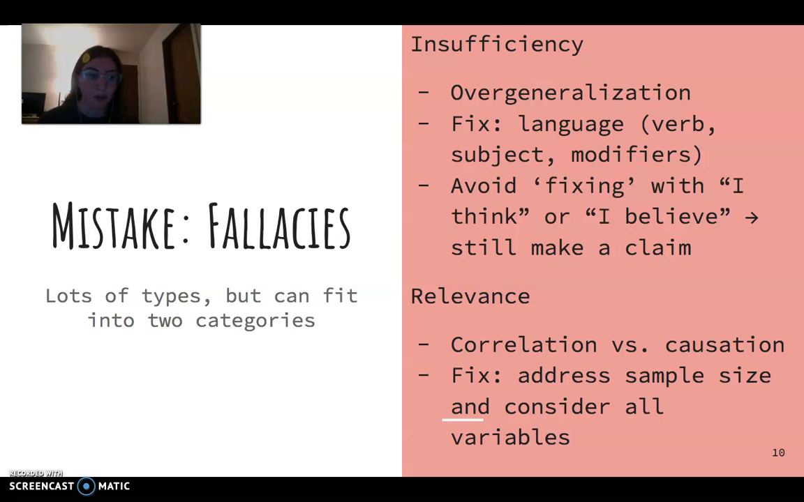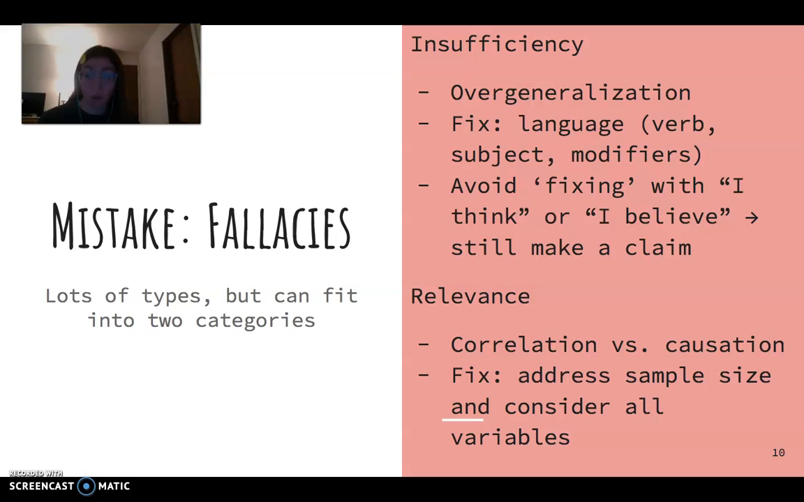The first category of fallacy is insufficiency. This is a fallacy that deals with not having evidence. You simply are making arguments and not having any support for them. An example would be an overgeneralization. To fix fallacies of insufficiency, you need to modify your language to make sure it's focused on quality and accuracy.